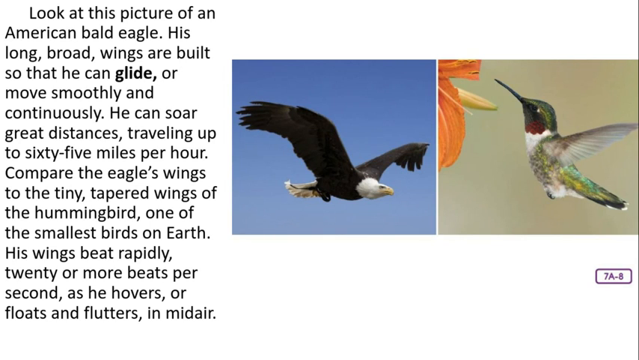Look at this picture of an American bald eagle. His long, broad wings are built so that he can glide or move smoothly and continuously. He can soar great distances, traveling up to 65 miles per hour. Compare the eagle's wings to the tiny, tapered wings of the hummingbird, one of the smallest birds on earth. When something is tapered, it becomes gradually smaller or thinner on one end. His wings beat rapidly, 20 or more beats per second, as he hovers or floats and flutters in midair.